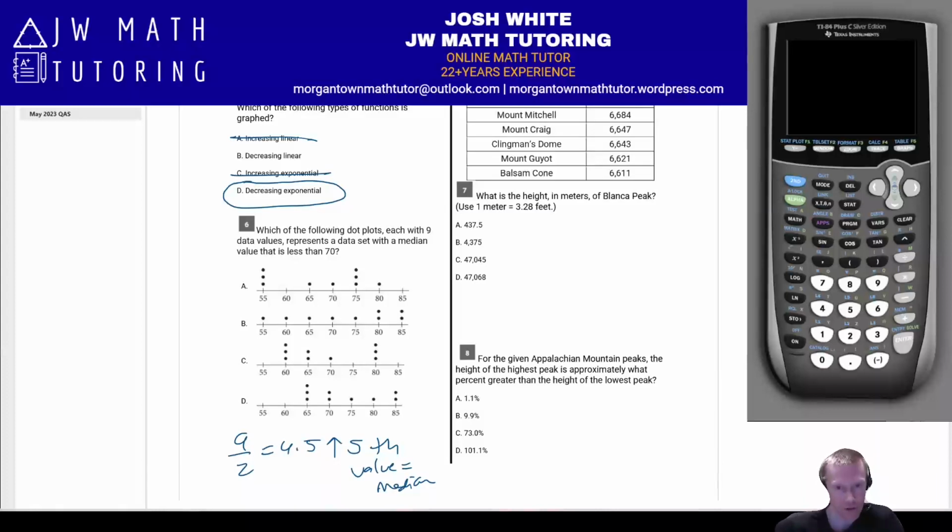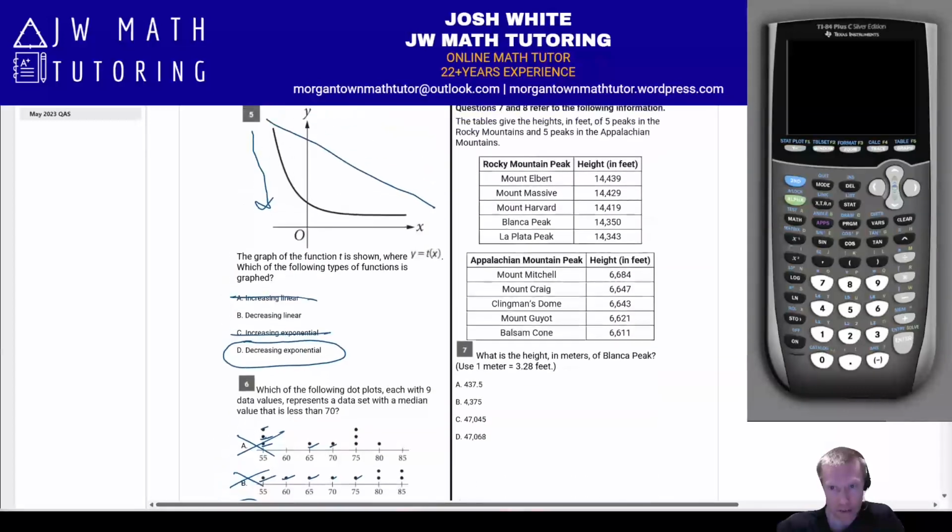So you just go through the answers and you start counting and you're looking for the one where the 5th point, excuse me, will be less than 70. So for A, 1, 2, 3, 4, 5, is it less than 70? No. B, 1, 2, 3, 4, 5, less than 70? No. C, 1, 2, 3, 4, 5, is it less than 70? Yes, it's going to be correct. And just to confirm with D, 1, 2, 3, 4, 5, less than 70? No. Get rid of it. So correct answer for this one is going to be letter C.